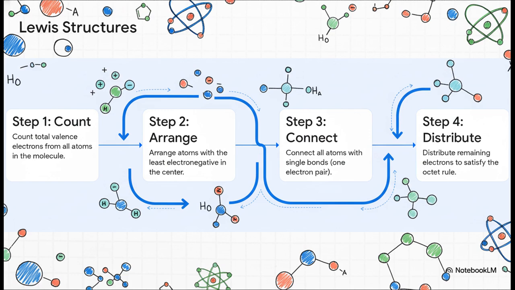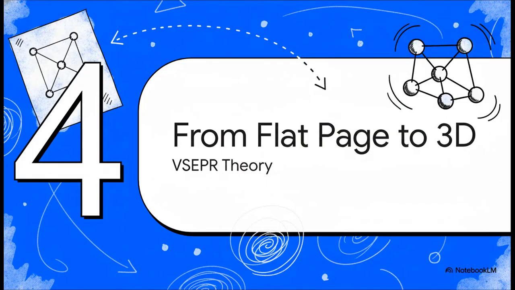First, you just count up all the available electrons. Then you arrange the skeleton of the molecule, make the first connections with single bonds, and then you just sprinkle the rest of the electrons around to make sure every atom, if possible, gets to satisfy that super important octet rule. It's actually a pretty fun little puzzle to solve. Okay, so these Lewis structures are fantastic 2D maps, but there's a problem.